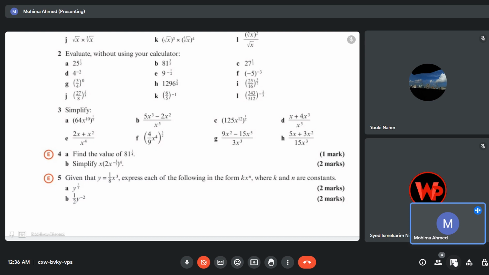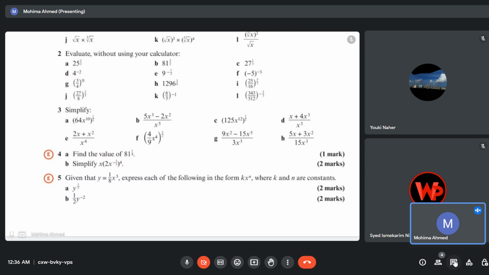So we'll move to question 3. G, E, and H are similar to the one we did in 1A, so I'm not involving in that. I think C is the trickiest one over here. C or F. Okay, I'll do F for you. You guys will do C for me.